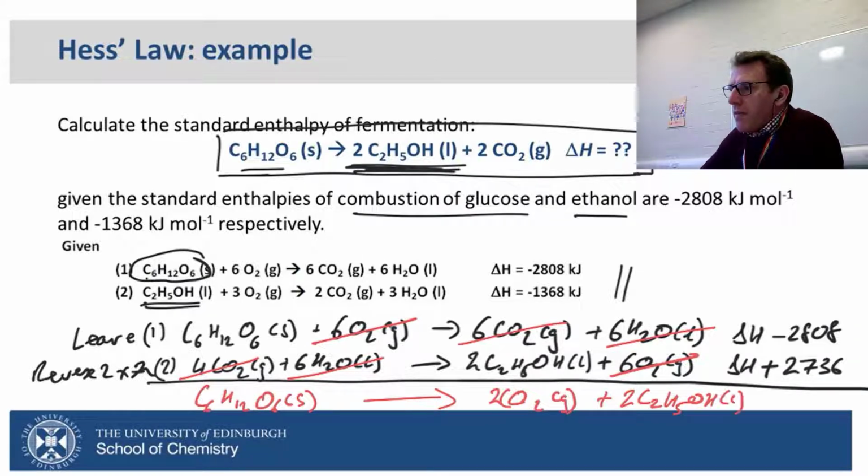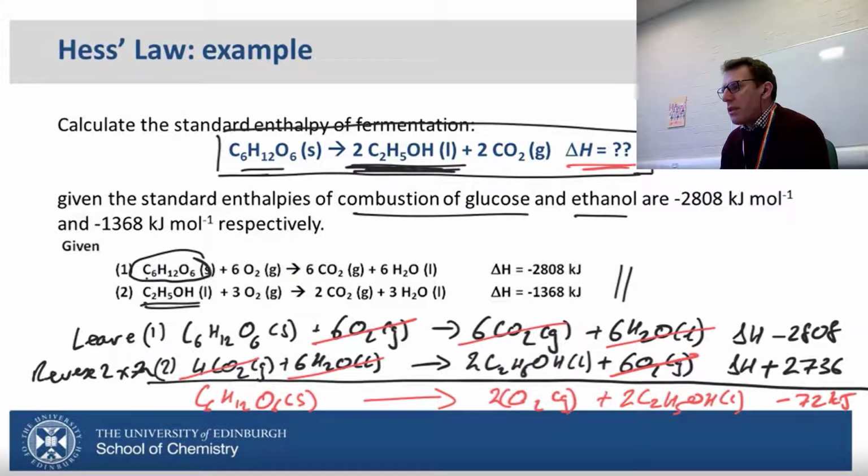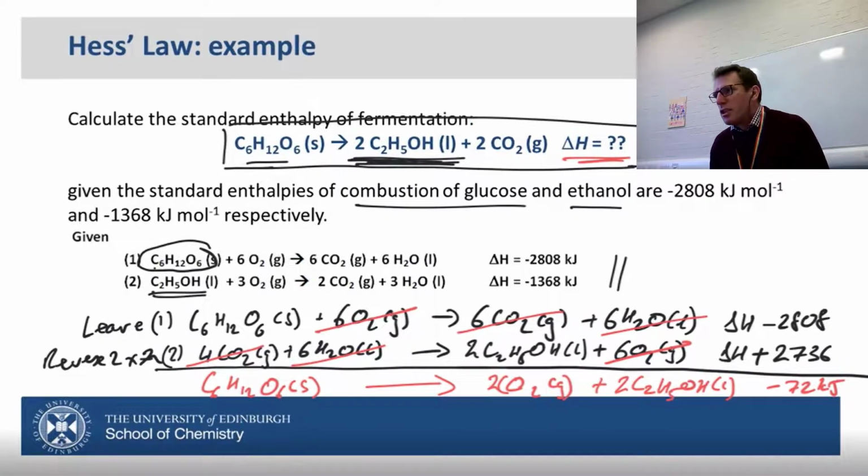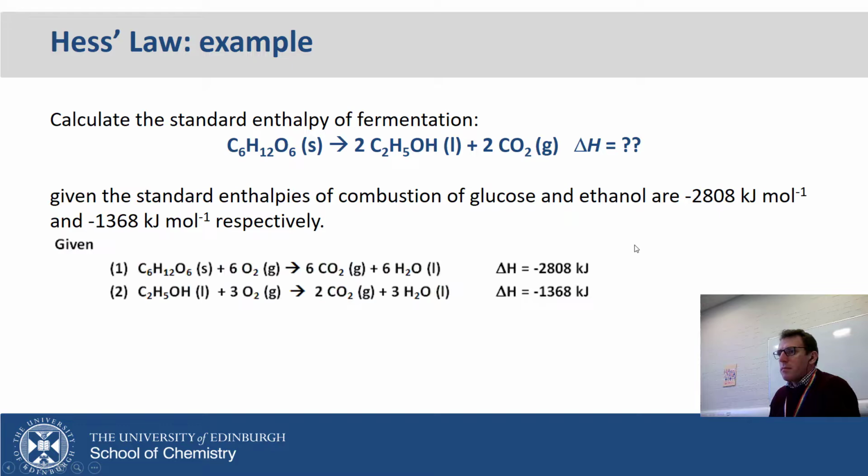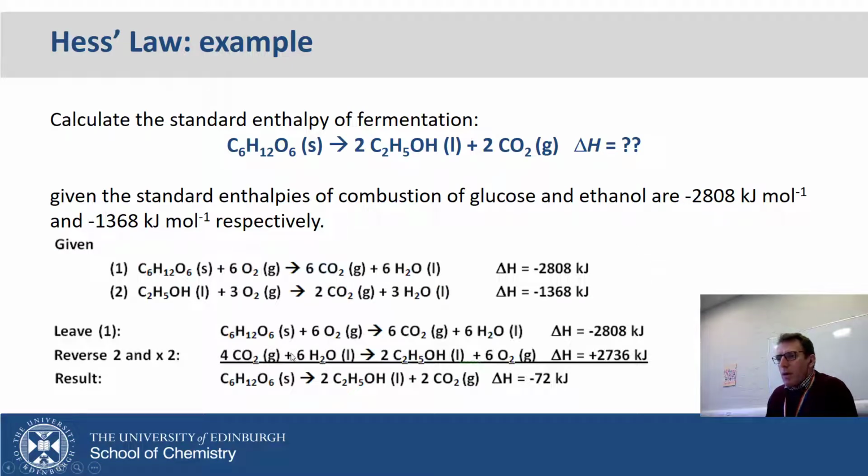And now to get the enthalpy of reaction for our target equation, all I have to do is add up those enthalpies, Hess's Law. I just have to add up those enthalpies of the individual steps to get the overall enthalpy change. That leaves me with 72 kilojoules per mole. So we essentially rearrange these 2 given pieces of information to find out the enthalpy of reaction for our unknown.